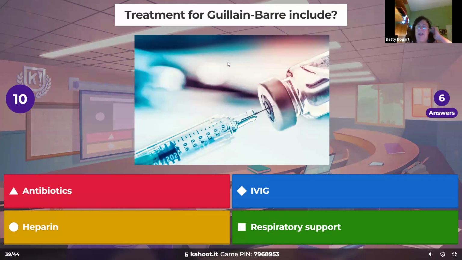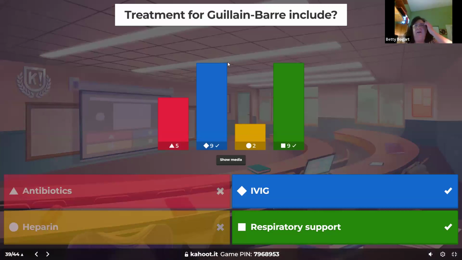They say Guillain-Barré is due to some sort of viral infection that you had, like a month before. And that viral infection attacks the nerves in the body. So, since it's a viral infection, it's the intravenous immunoglobulins. Antibiotics are going to do nothing.